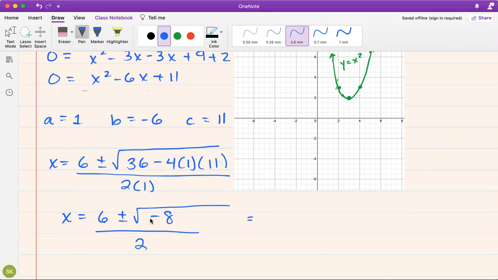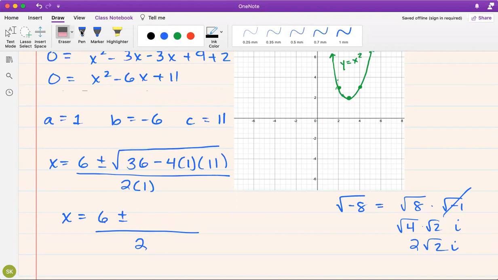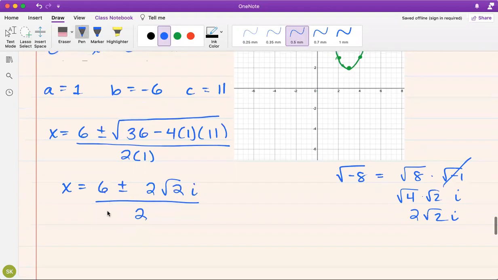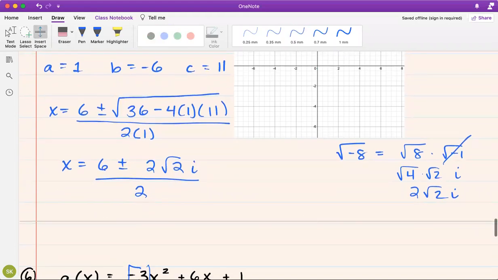Now, notice that this is a negative number underneath the square root, which tells us we're going to have 2 complex roots. From there, I'm going to break up this square root of negative 8. This is the square root of 8 times the square root of negative 1. Again, that is i. And the square root of 8 is 4 times the square root of 2, and that's a perfect square, so we get 2 root 2i. So I can erase this and put 2 root 2i.